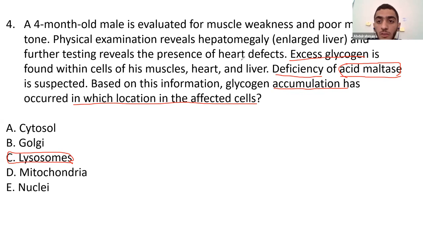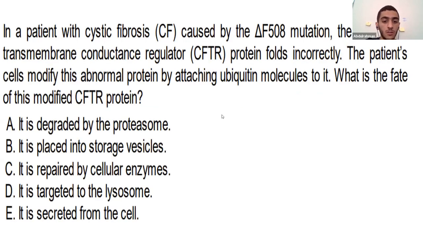Okay. The last question is, in a patient with cystic fibrosis caused by the mutation, the transmembrane conductance regulator protein folds incorrectly. The patient cells modify this abnormal protein by attaching ubiquitin molecules to it. What is the fate of this modified CFTR protein? Yes, the answer is A. It will be degraded by the proteasomes, because any protein that's tagged by ubiquitin is going to be broken down by the proteasomes.